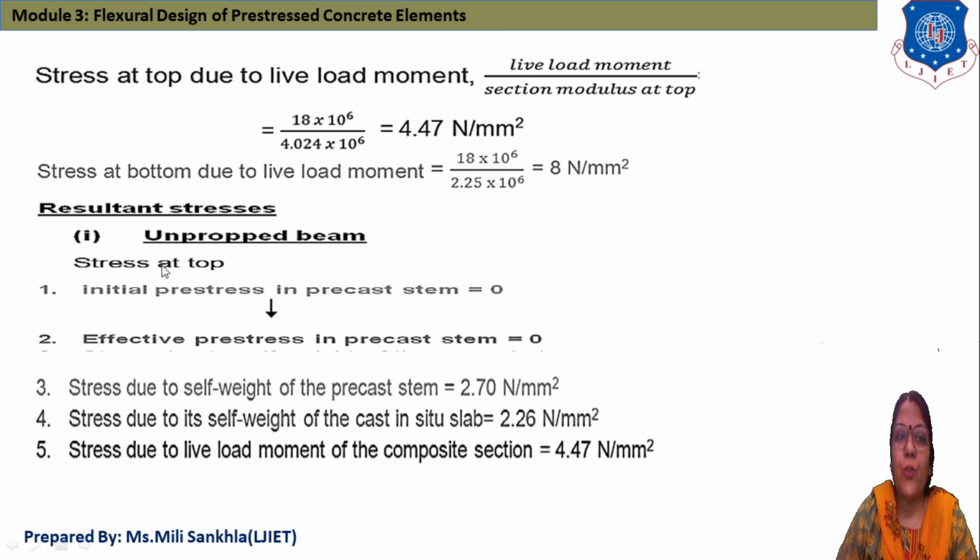For stress at top, one by one we discuss stresses at top. Initial pre-stress in precast time we consider 0, then effective pre-stress in precast time is equal to 0. Now stresses due to self weight of precast is 2.7, then stresses due to self weight of cast in situ is 2.26, then stresses due to live load of composite section is 4.47. Okay, this one is the condition for top.